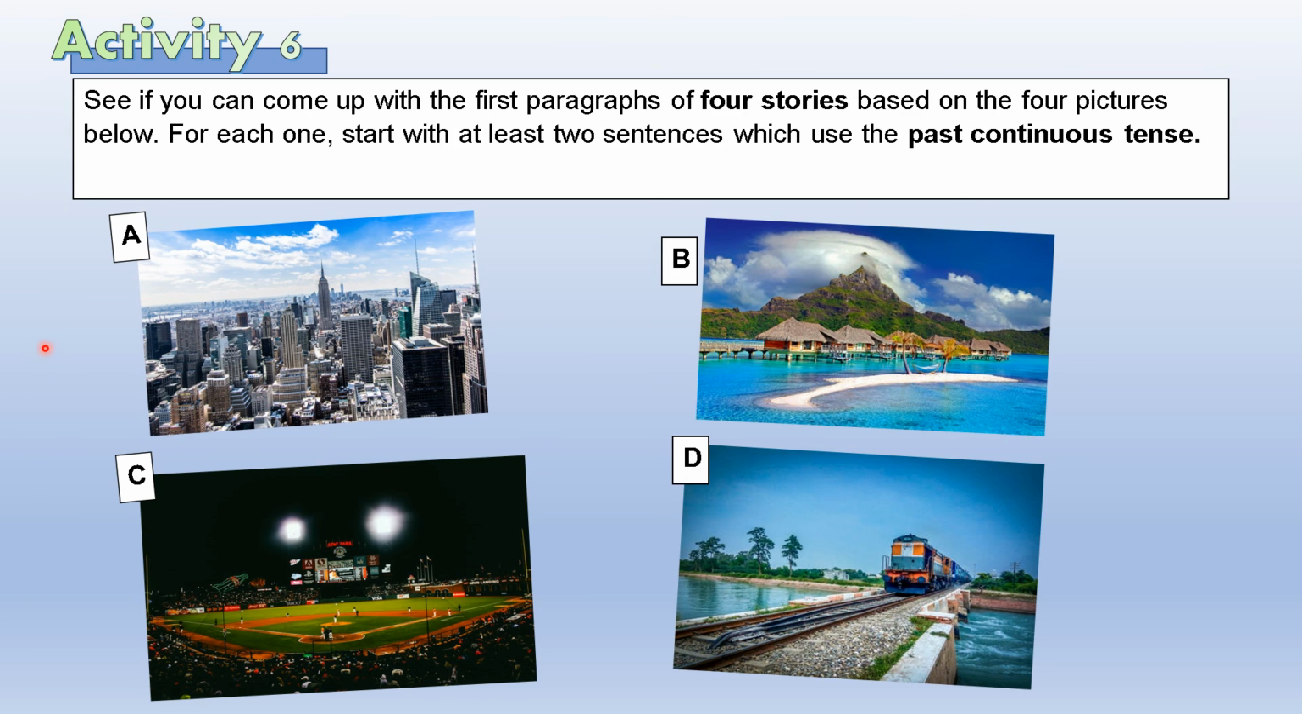Activity 6. See if you can come up with the first paragraphs of 4 stories based on the 4 pictures below. For each one, start with at least 2 sentences which use the past continuous tense.